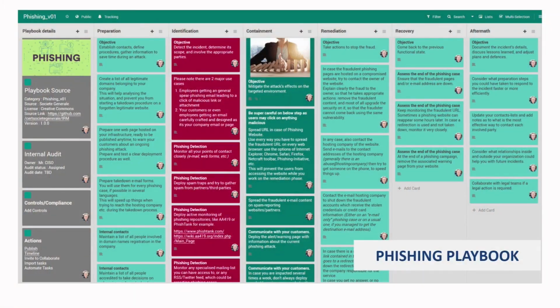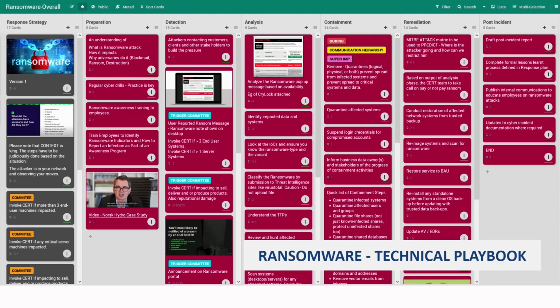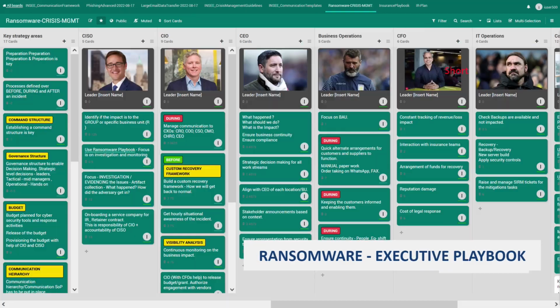Playbooks have to be evolving. Here is an example for a phishing attack playbook. A very popular one, unfortunately, today is a ransomware playbook. This is the technical part, which would be used by the incident management team when they're involved in the response. But obviously, some ransomware playbooks have a company-wide impact. And here is the part which would be dedicated to the executives who will also be involved in the response.